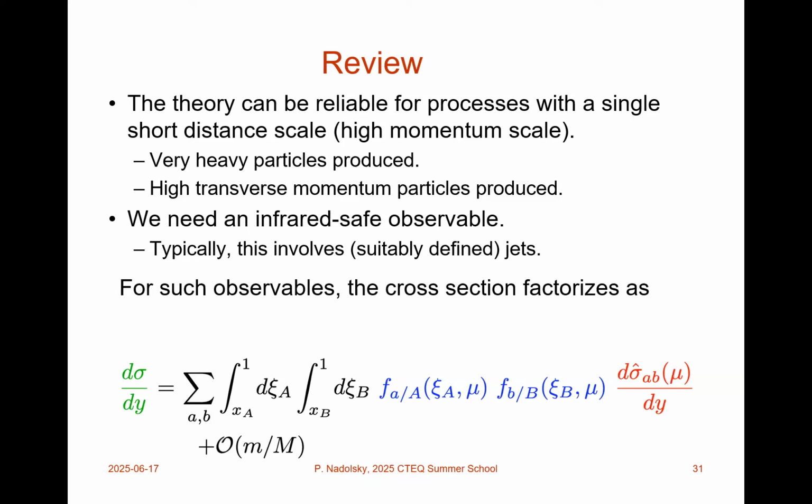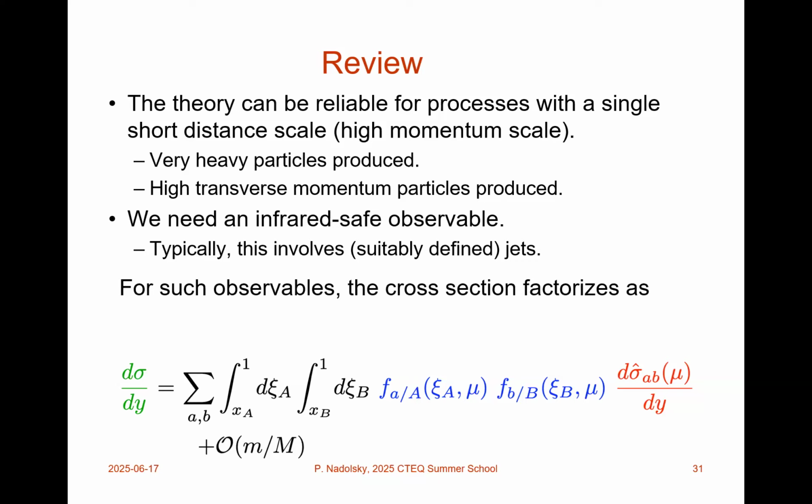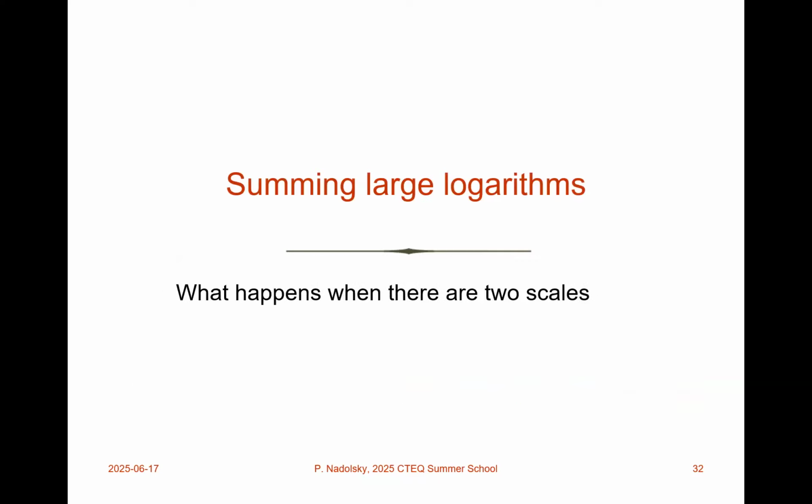So far, so good. All right, so the last thing I would like to tell you a little bit about is the issue about summation of large logarithms. It emerges when in addition to the hard scale Q, we have some other scale, which can be much smaller or much larger than Q. And you cannot just factorize it into the PDF, right?